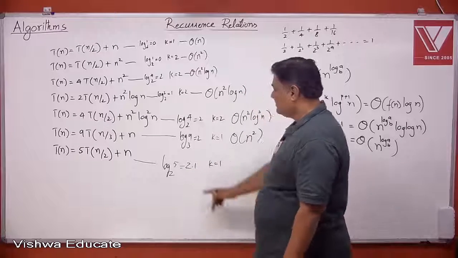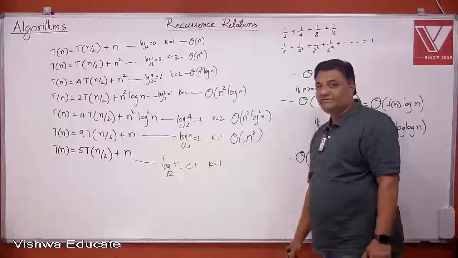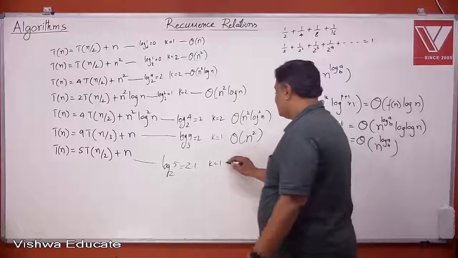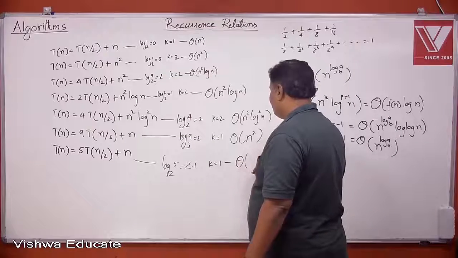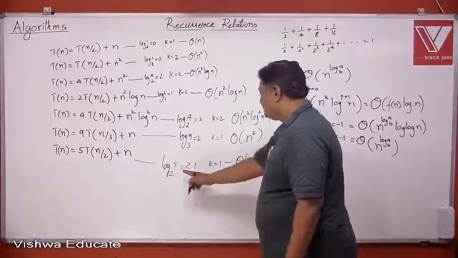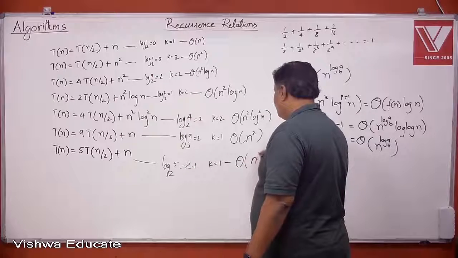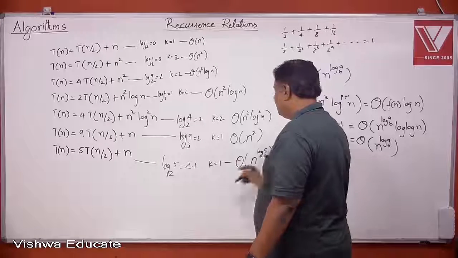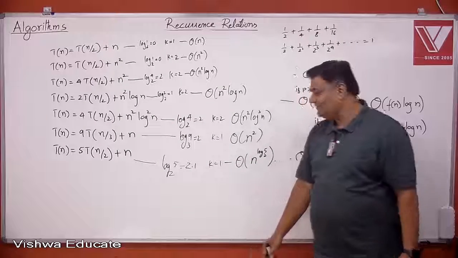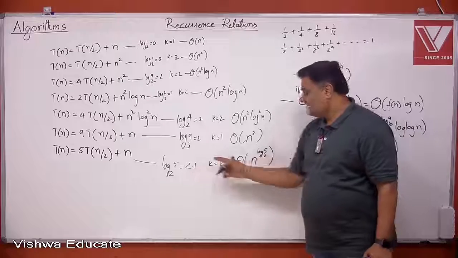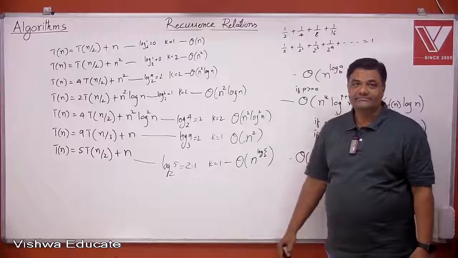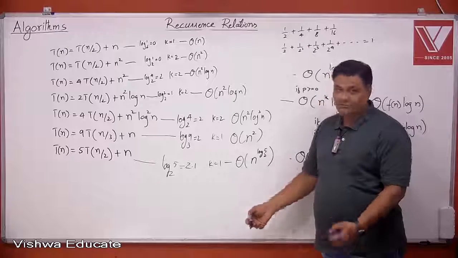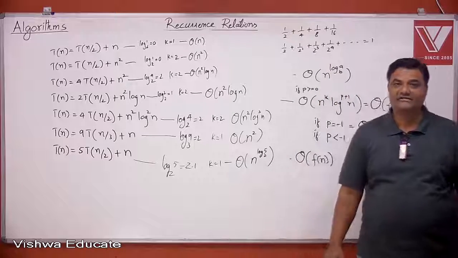Who is greater? That one is greater. Log a base b is greater. So this comes under which case? First case. So what is the answer? Theta of n power log 5 base 2. We don't know the exact answer, so instead of writing the exact value, I am writing log 5 base 2 only. That's 2.1 or 2.2, whatever it is. So you can take it.